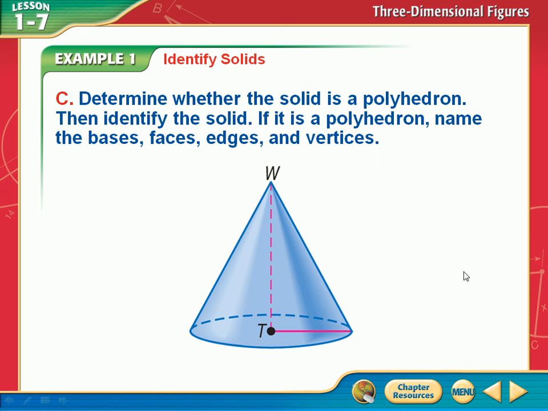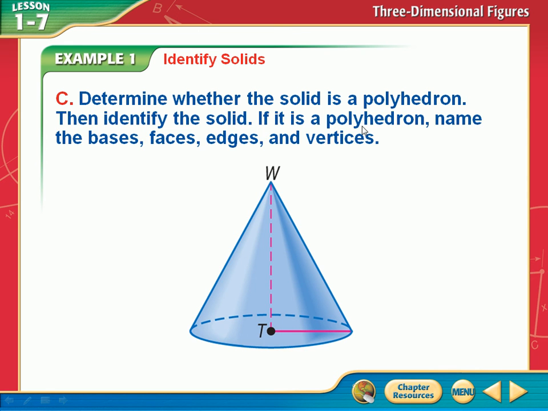What about this one? What's that thing called? It's not a polyhedron, is it? Okay. So it says then identify it. Tell us what it is. It's a cone. That's right. It looks like an ice cream cone, right? Turn it upside down, right? Stick some ice cream in there, all right? So it's a cone because it comes to one point.